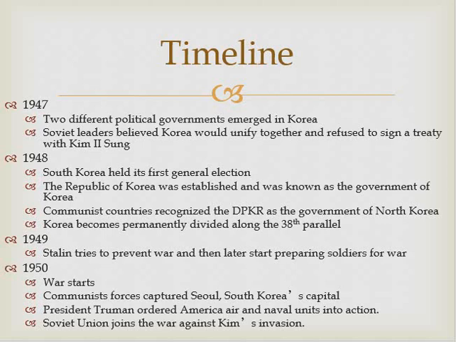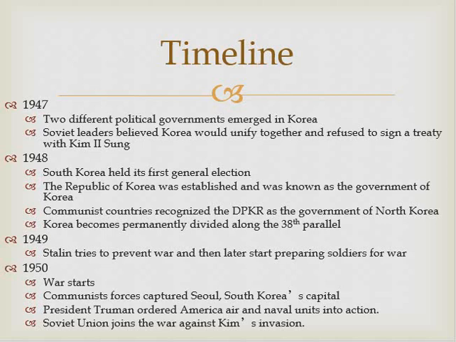In 1948, South Korea held its first general election. The Republic of Korea was established and was known as the Government of Korea. Number three, in the same year, 1948, communist countries recognized the DPRK as the government of North Korea. And number four, the same year, 1948, the key event was that Korea became permanently divided along the 38th parallel.